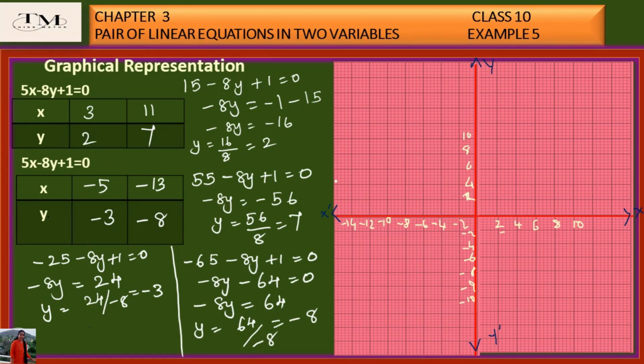So let me take the first set of solution, 3, 2. Here I have plotted the points in distances of 2. Each block has two points: 2, 4, 6, 8, 10. The scale value is 1 centimeter equal to 2. So the first one is 3, 2. 3 comes in between, and 2 is here. So this is 3, 2.